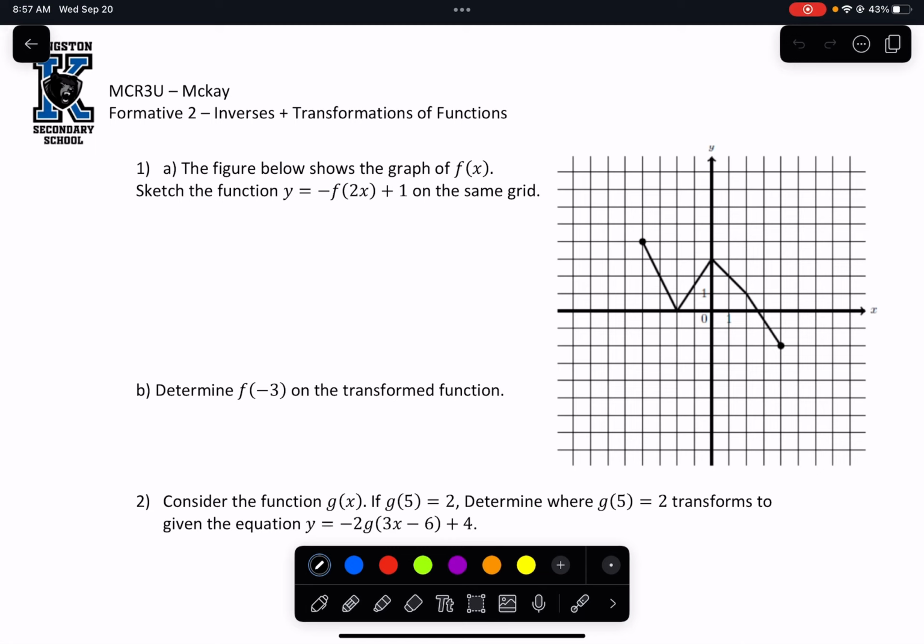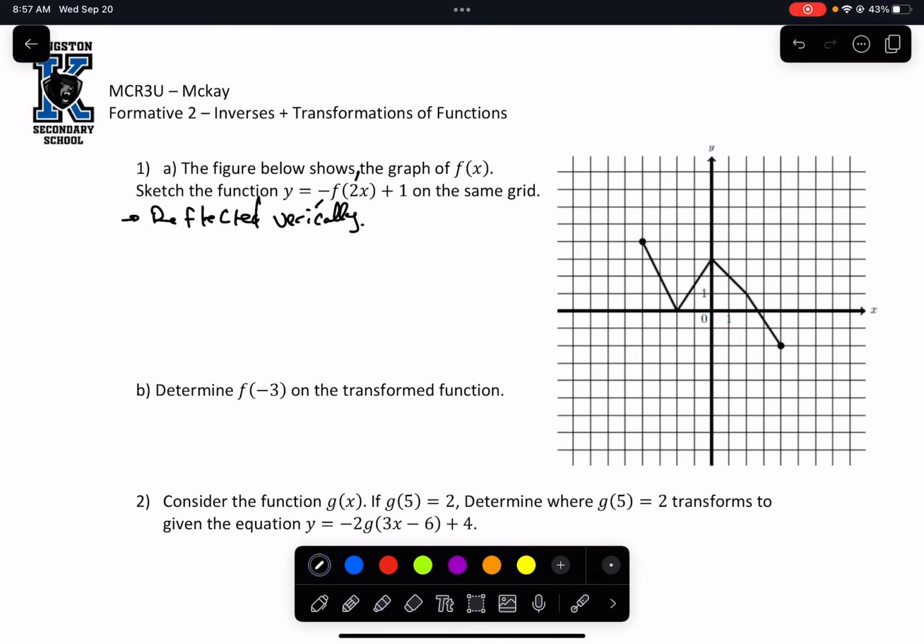So for this one, what is that out front of the function? It's a, and a is -1. That means it's been reflected vertically. Okay, that's the first thing I see. Now, what's the next thing?